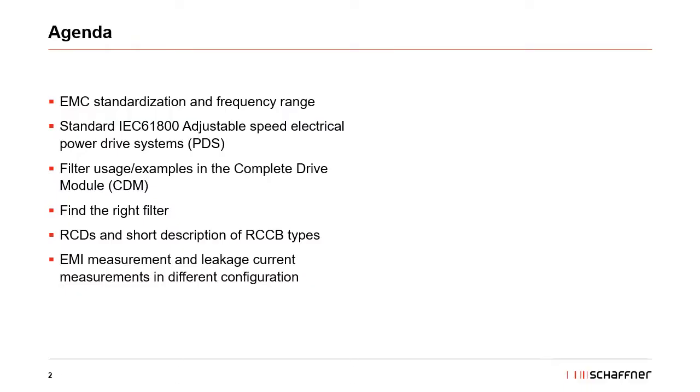Looking at the agenda, I hope everything sounds straightforward for you. First we will start with the EMC standardization and the frequency range we are looking at for conducted emission. Afterwards, we will have a short look at the standard IEC 61800 for adjustable speed electrical power drive systems, so-called PDS. Afterwards, filter usage and examples in the complete drive module, the CDM, which also integrates the filter. Afterwards, we will have a short look at our data sheets, how you can find the right filter for your applications. Then I will talk about RCDs and give a short description of RCCB types. And at the end, we will do a real EMI measurement and leakage current measurements in different configurations.